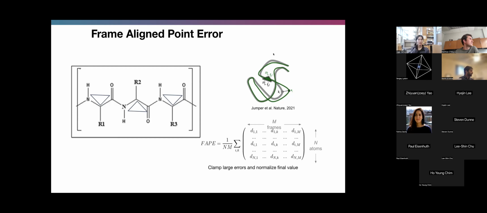The way it works is that you take every N, C-alpha, C triangle and perform an alignment on it. Then you compute the error of the remaining atoms with respect to that alignment. You get an equation that looks like this, where you have a bunch of frames and a bunch of atoms, and errors across all of them. And they do some nice tricks like clamping large errors and normalizing the final value.